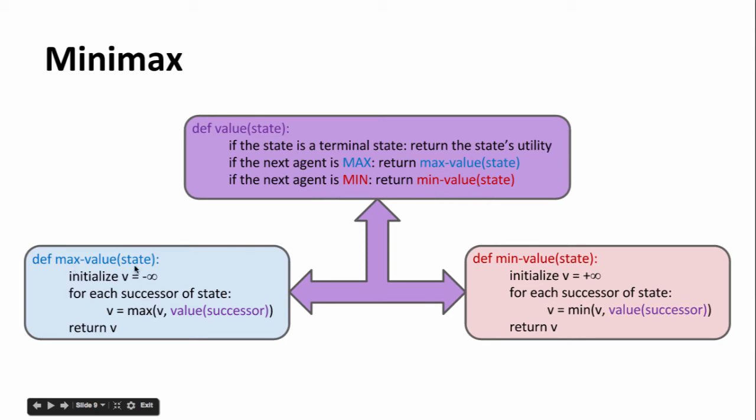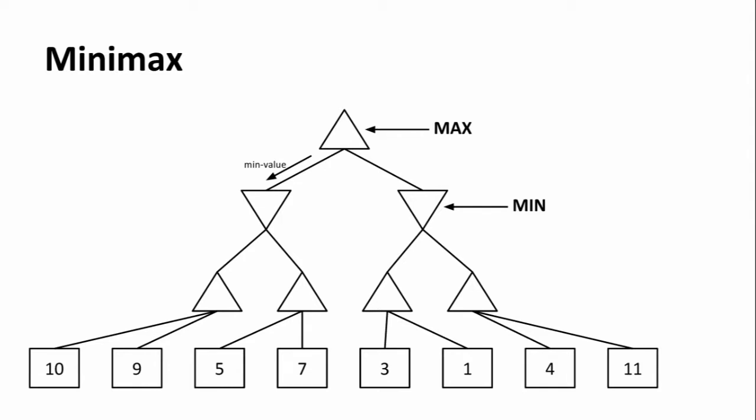So max value basically means you look through every successor of that state, and then you return the max value of all the successors. And min value does something similar, except you're returning the min value. So this might look a little abstract right now, but we're going to cover an example of how these functions are dispatched through the tree coming up here.